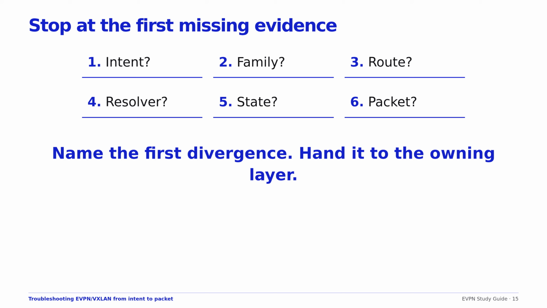Treat BUM, unicast, routing, multi-homing, and negative isolation as distinct tests. Preserve evidence before mutation. This method does not eliminate complex faults. It turns them into one bounded ownership question and prevents a healthy layer from being changed to compensate for a broken one.